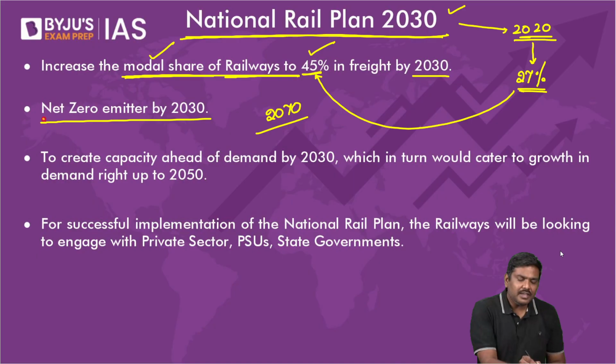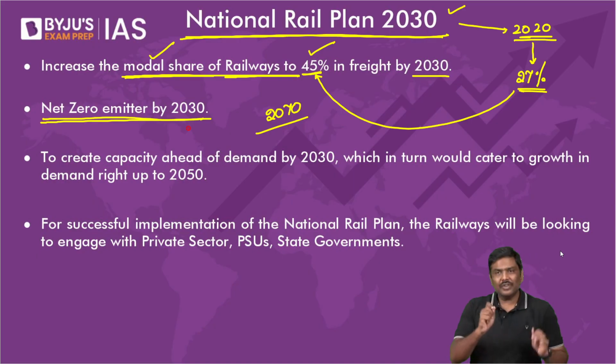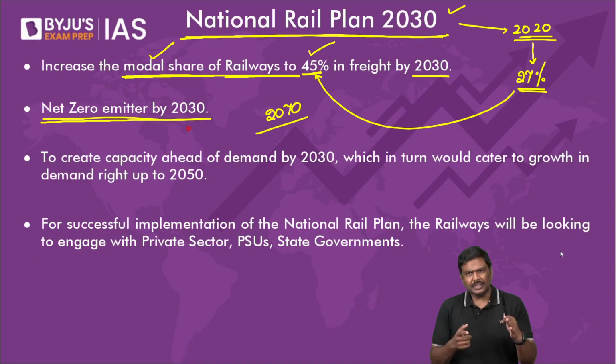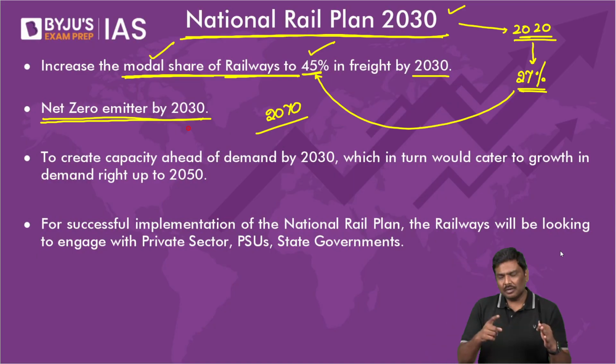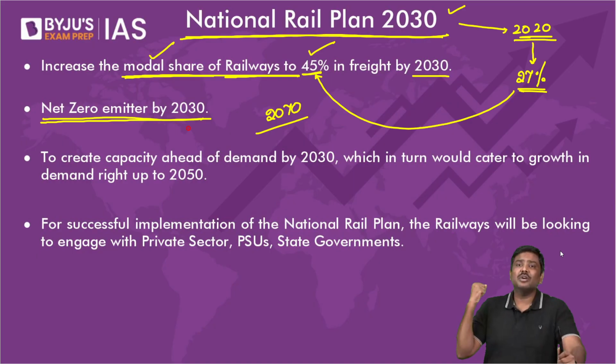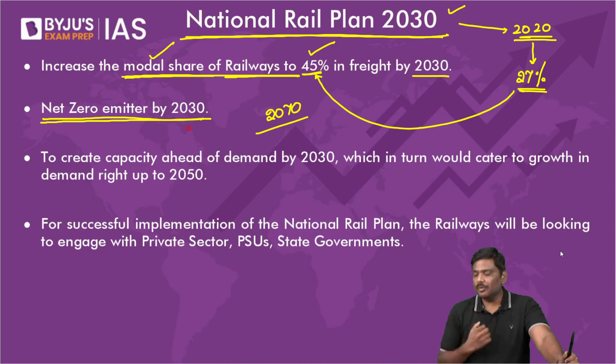So railways wants to become net zero emitter by 2030. And if you ask me, sir, how is that possible? Is it possible that railways will consume more and more renewable energy? Think of it. Railways will consume more and more renewable energy. Railways will also generate renewable energy. For example, many of you ask me, sir, how is that possible? Railways will generate renewable energy. Please check it now.